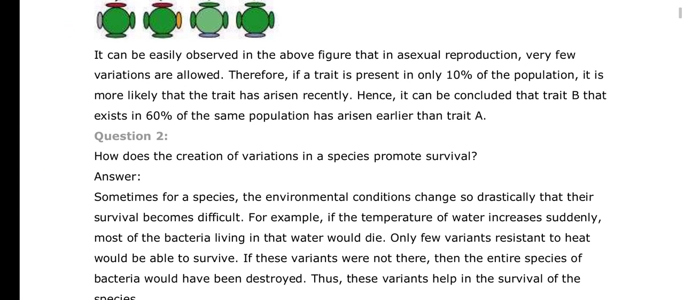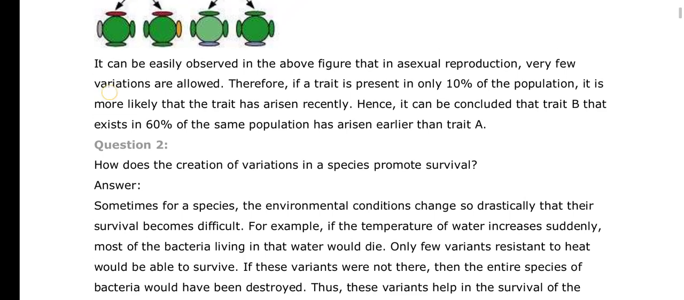Therefore, if a trait is present in only 10% of the population, it is more likely that the trait has arisen recently. Hence, it can be concluded that trait B, which exists in 60% of the same population, has arisen earlier than trait A.